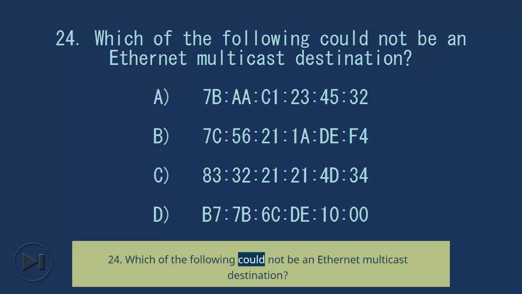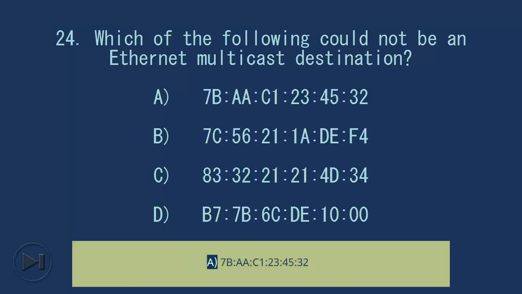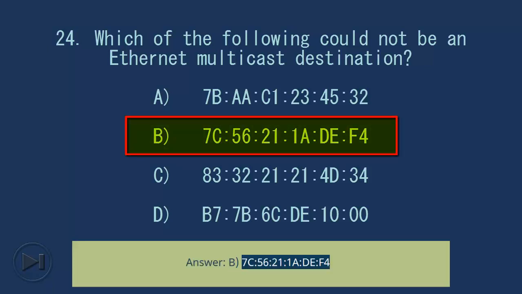24. Which of the following could not be an Ethernet multicast destination? A. 7B:AC:1:23:45:32. B. 7C:56:21:1A to F4. C. 83:32:21:21:4D:34. D. B7:7B:6C to 10:00. Answer, B. 7C:56:21:1A to F4.